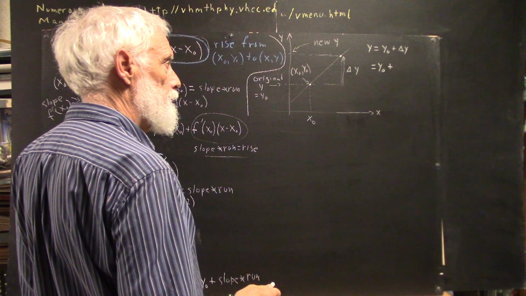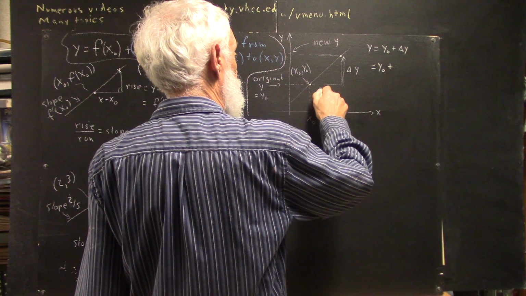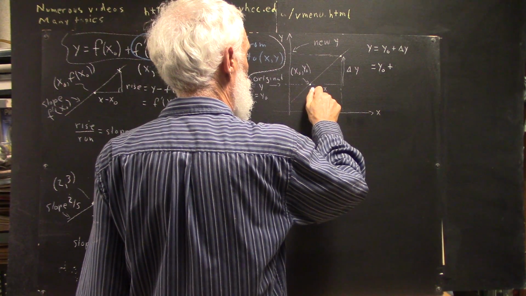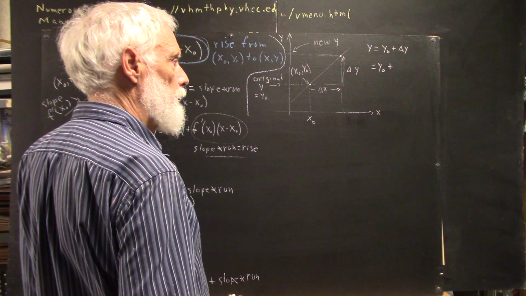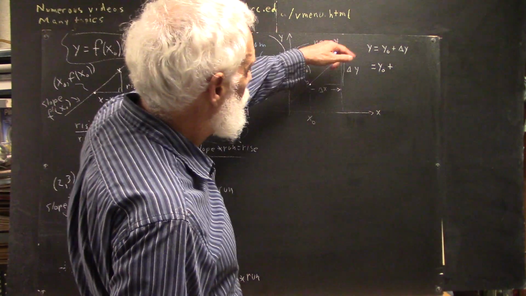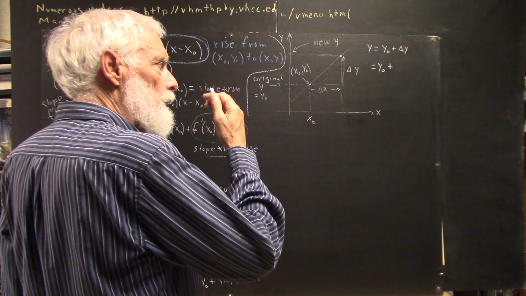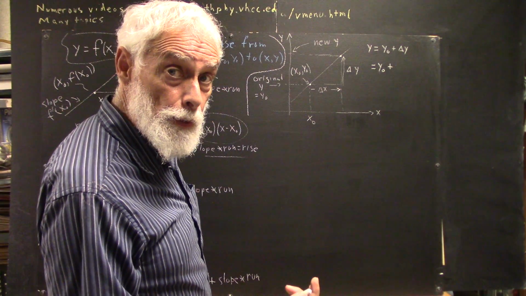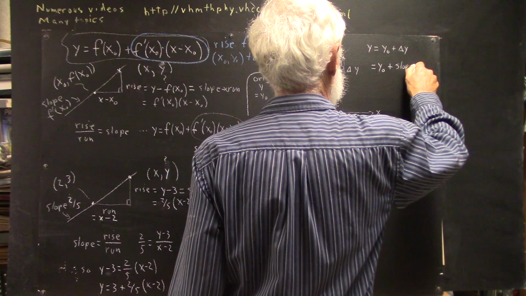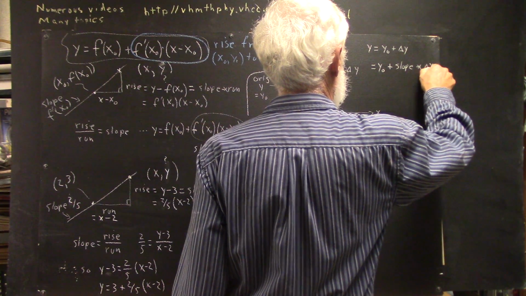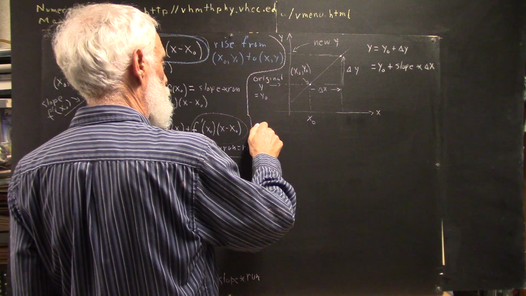Well, it's y naught plus, let's see, here's our delta y. We've got a delta x down here, right? So that's y naught plus, let's see, delta y over delta x is equal to the slope, so that the slope multiplied by delta x has to equal delta y, doesn't it? Okay, so this is slope times delta x.